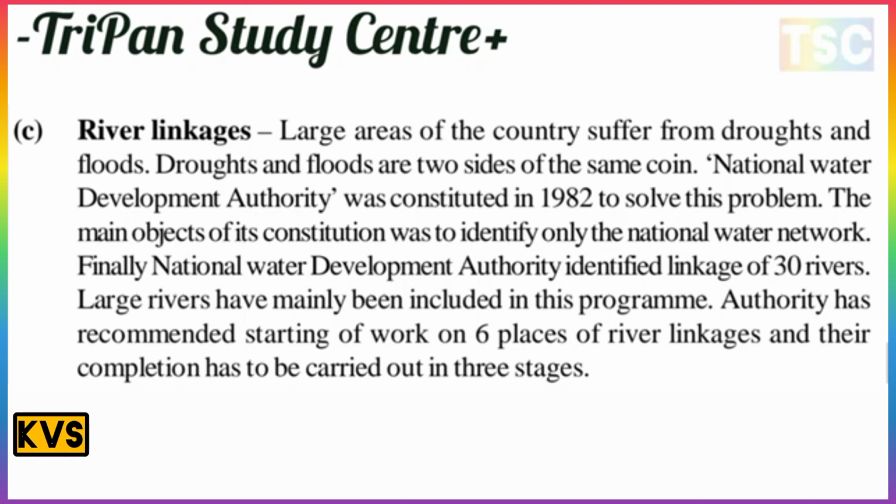The National Water Development Authority was constituted in 1982 to solve this problem. The main object of its constitution was to identify the national water network. Finally, the National Water Development Authority identified the linkage of 30 rivers. The large rivers have mainly been included in this program. The Authority has recommended starting the work at 6 places of river linkage, and the work has to be carried out in 3 stages.